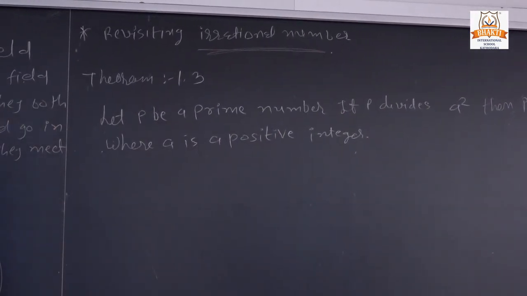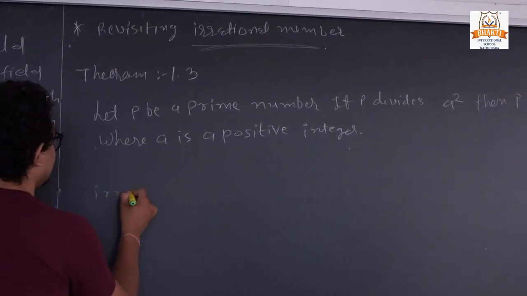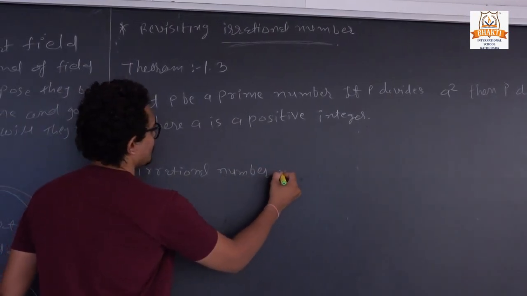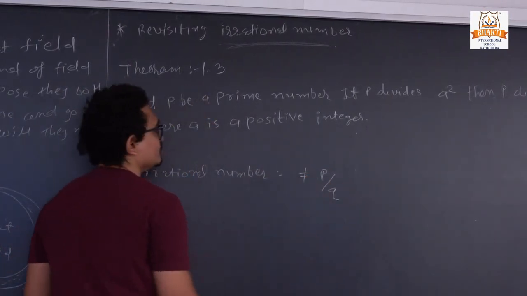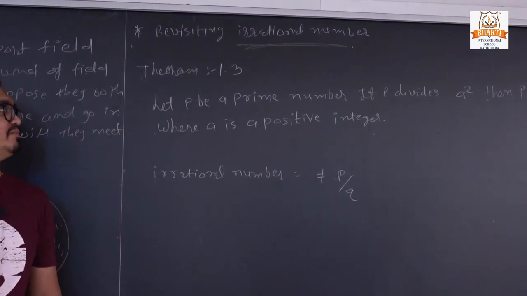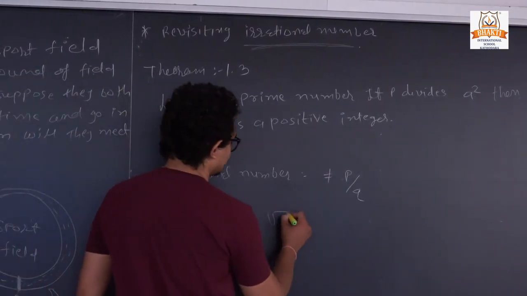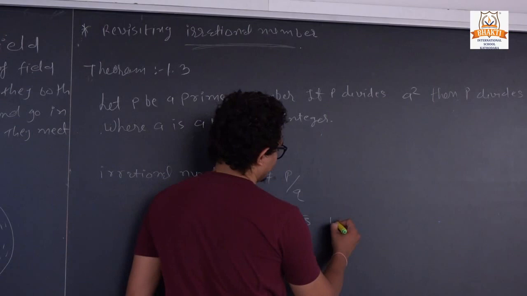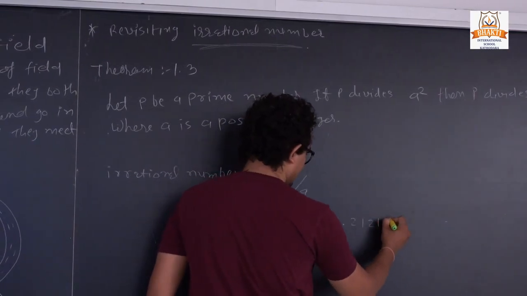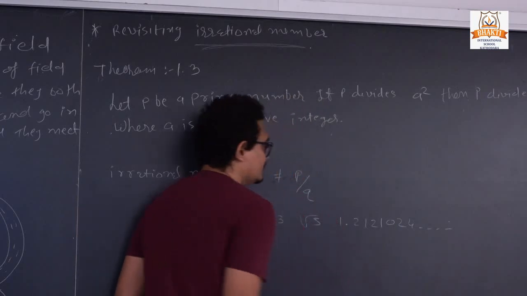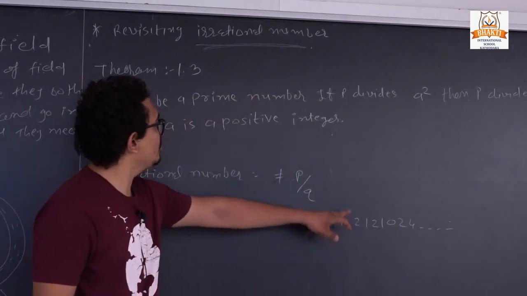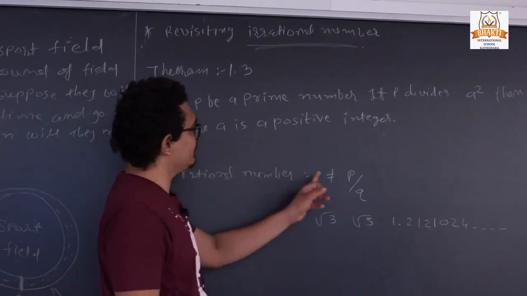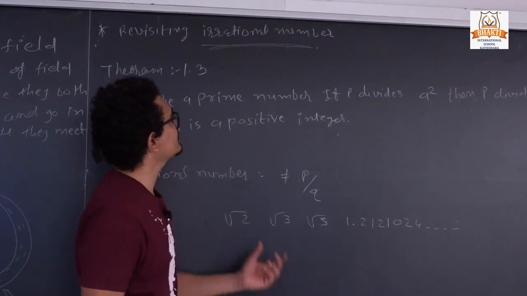What is an irrational number? We already discussed that irrational numbers are those numbers which are not in the form of p upon q. It means they are not in the form of p by q. We can take examples like root 2, root 3, root 5. Also we can write 1.2, 3, 1 and so on, which will be continuous. So all these numbers are called irrational numbers. Irrational means we cannot convert that number into p upon q form. Clear?